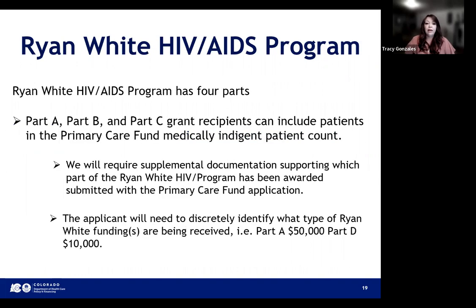The Ryan White HIV/AIDS program has 4 parts to it. Grant recipients of Part A, Part B, and Part C can include patients in their primary care fund medically indigent patient count, but we will require documentation supporting which part of the Ryan White HIV program had been awarded to you. We will also ask you to identify what type of fundings were received. So both of those pieces of information are going to need to be uploaded to your application to support the Ryan White HIV/AIDS program funding.